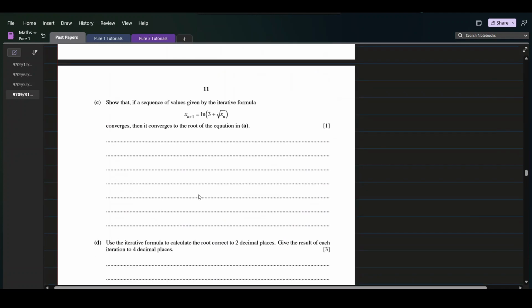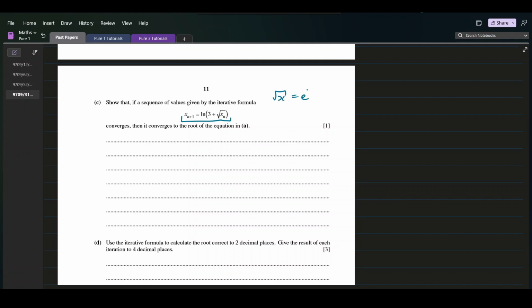Part C. Show that if a sequence of values given by the iterative formula x n plus 1 is equal to ln of 3 plus root x n converges, then it converges to the root of the equation in part A. So we basically have to show that the iterative formula simplifies to give the equation in part A. So the equation in part A is root x is equal to e to the x minus 3. So let's just remove the n plus 1 and the n in our iterative formula. So that would be x is equal to ln of 3 plus root x.